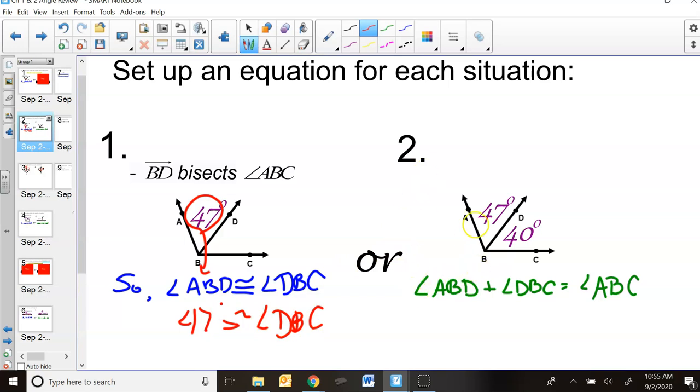On number 2, again, I have no idea if BD is the bisector. It doesn't say that. Okay, it's a different problem. Okay, I need to know what equation can I set up in order to figure out how much angle ABC is. Okay. So hopefully you took the 47 and put it in for ABD and put the 40 in for DBC. So you said 47 plus 40 equals angle ABC. And then of course you could add those together to get your final answer. Okay.